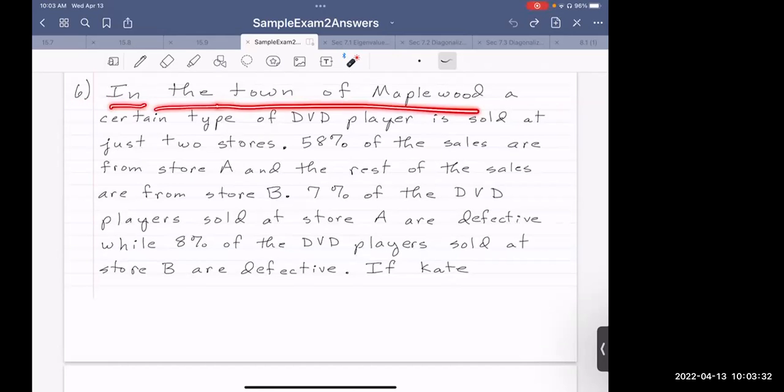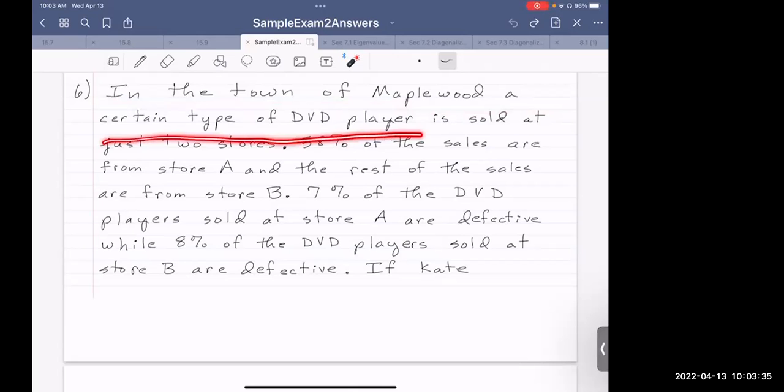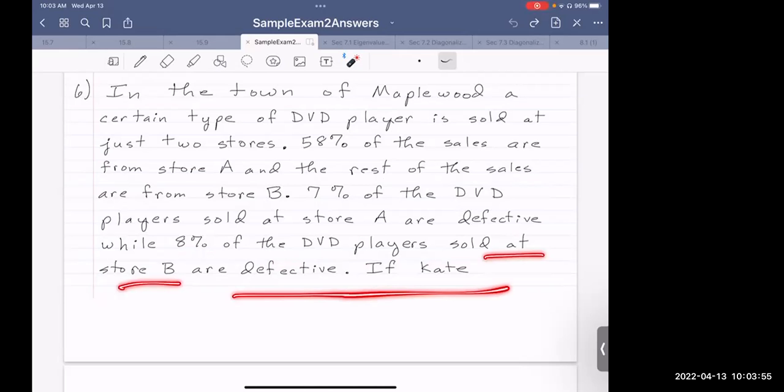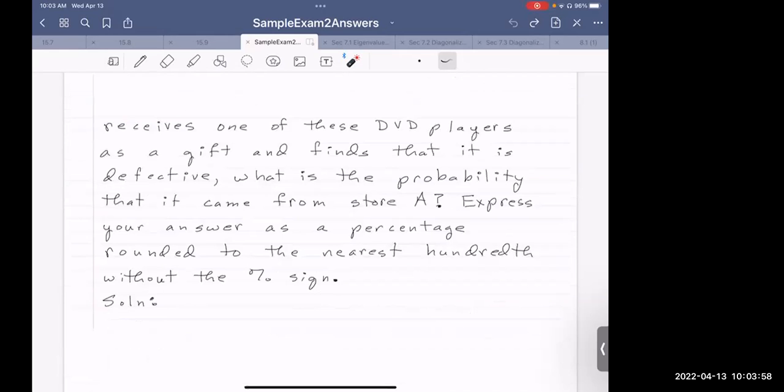In the town of Maplewood, a certain type of DVD player is sold at just 2 stores. 58% of the sales are from store A, and the rest of the sales are from store B. 7% of the DVD players sold at store A are defective, while 8% of the DVD players sold at store B are defective. If Kate receives one of these DVD players as a gift and finds that it is defective, what is the probability that it came from store A? Express your answer as a percentage rounded to the nearest hundredth without the percent sign.